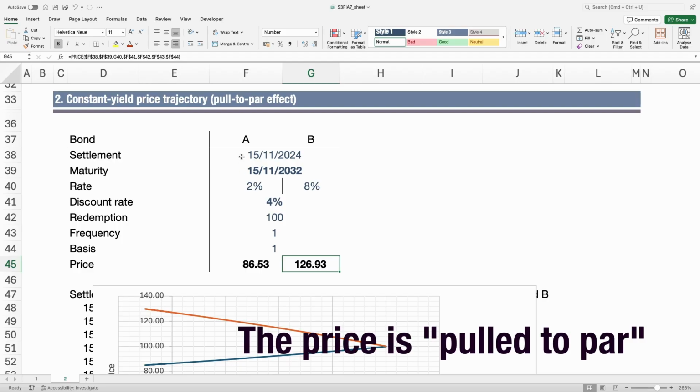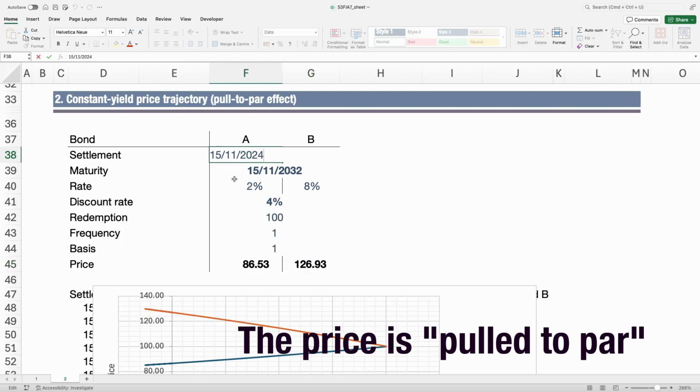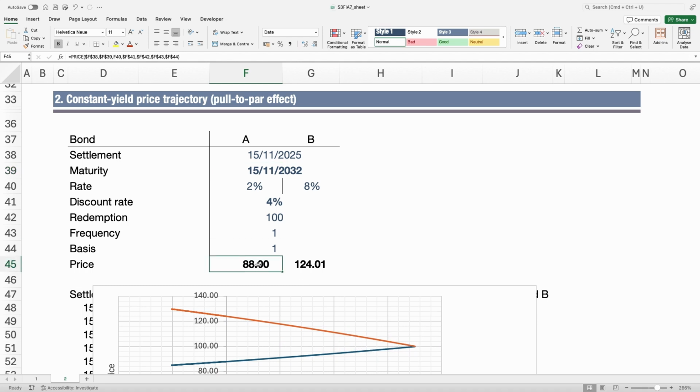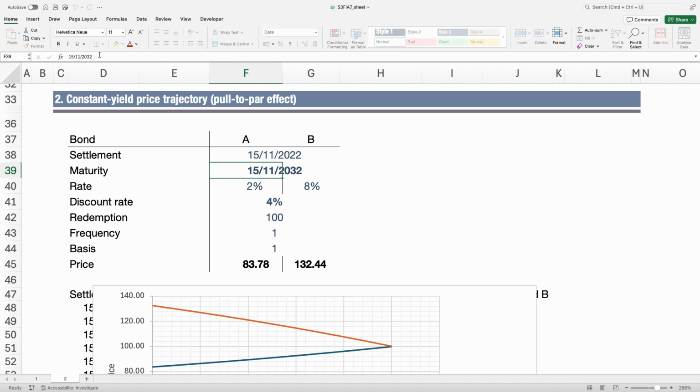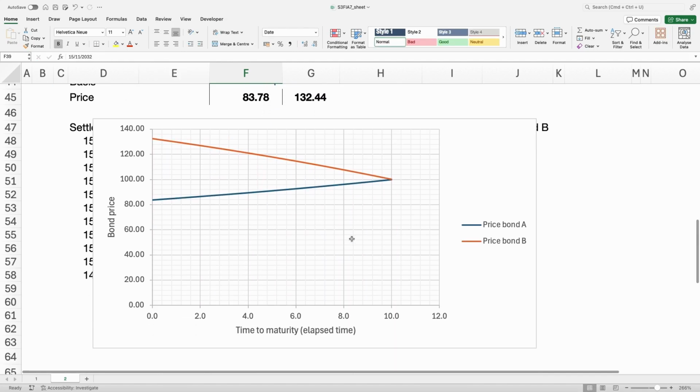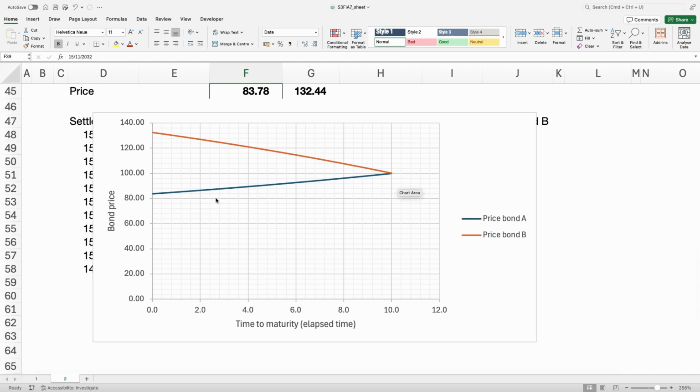For bond A, the price increases each year and approaches par value as maturity gets near. And conversely, for bond B, the price decreases as time passes and approaches par value near maturity. To keep the same yield, a discount bond's price increases as it nears maturity, whilst the premium bond's price decreases as it approaches maturity. Should we have a par bond that trades at par, you can probably imagine what would happen.